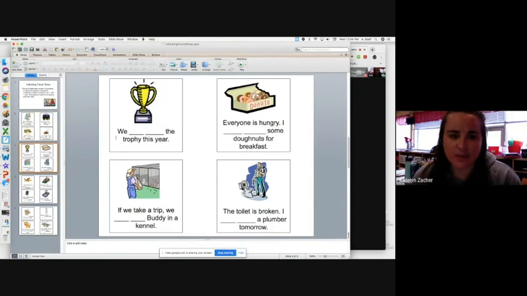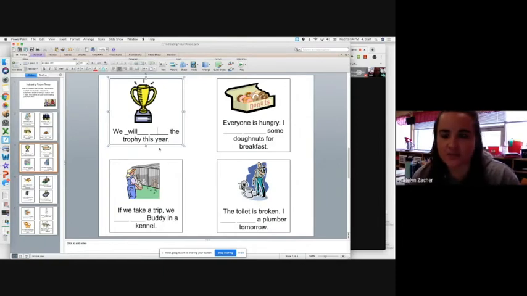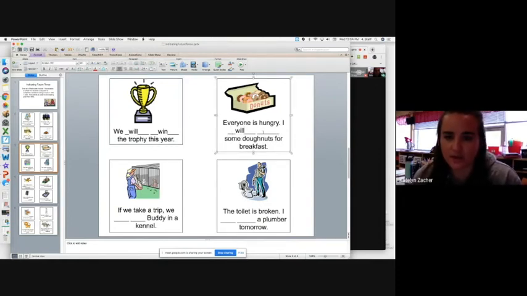Next page, we blank the trophy this year. I want to say will. Ooh, this is a good one. I can think of many verbs, something that I do. We will win the trophy this year. What do you think, win? I thought that was a good one. Ooh, look at these yummy donuts. Everyone is hungry. I blank some donuts for breakfast. I will eat some donuts for breakfast.